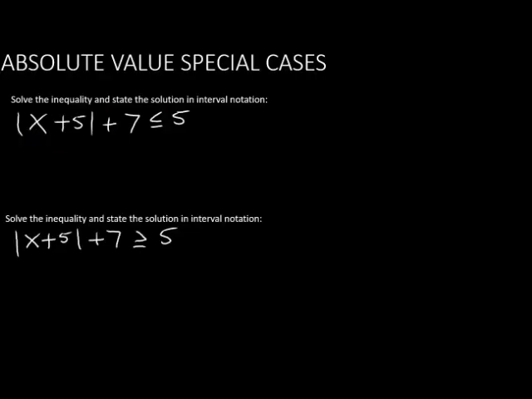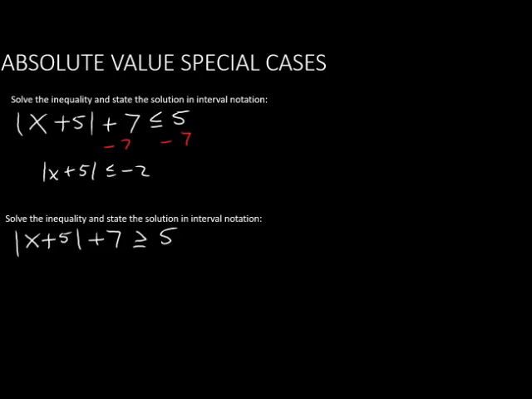Here are a couple of special cases for absolute value. Our first inequality is x plus 5 in the absolute value bars plus 7 is less than or equal to 5. Again, let's try to get the bars by themselves and subtract the 7 over to the right. And we'll end up with absolute value of x plus 5 is less than or equal to 5 minus 7, which is negative 2.